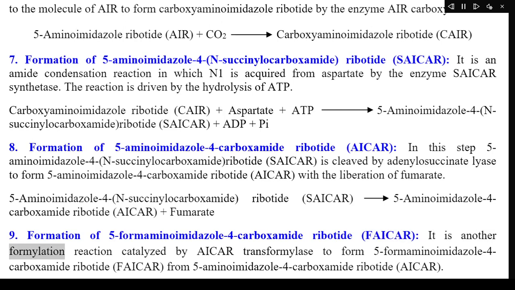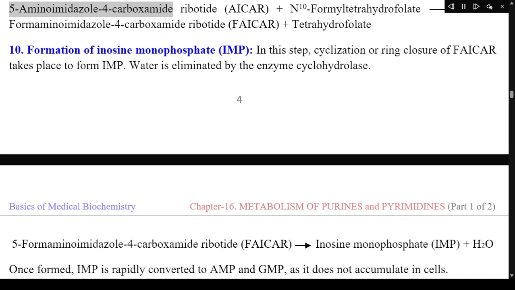It is another formylation reaction catalyzed by ICAR transformylase to form 5-formaminoimidazole 4-carboxamide ribitide, FAICAR, from 5-aminoimidazole 4-carboxamide ribitide, ICAR. ICAR plus N10-formyl tetrahydrofolate yields FAICAR plus tetrahydrofolate.